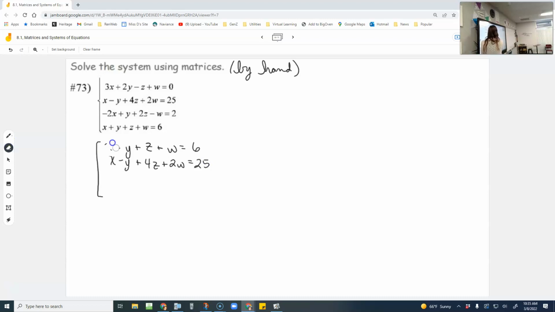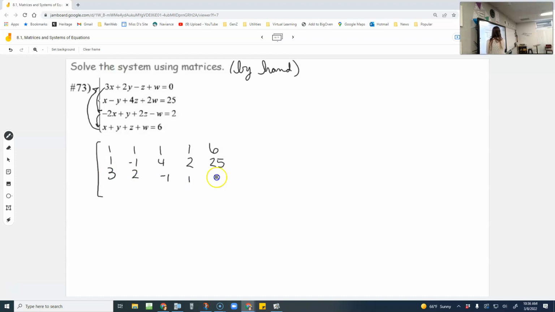Why am I writing it? Guys, what are we supposed to be doing? To augment. What are we writing down? The coefficients. So I'm going to go ahead and move this to be row 1. I'm going to keep that to be row 2. And then I'll make this to be row 3, that one to be row 4. So I have 1, 1, 1, 1, 6, 1, negative 1, 4, 2, 25, 3, 2, negative 1, 1, 0, and negative 2, 1, 2, negative 1, 2.